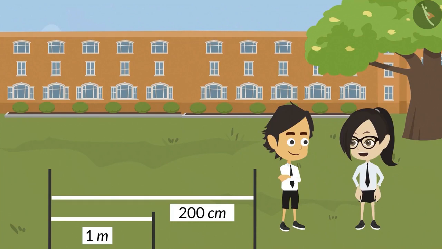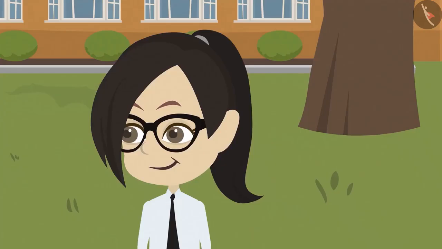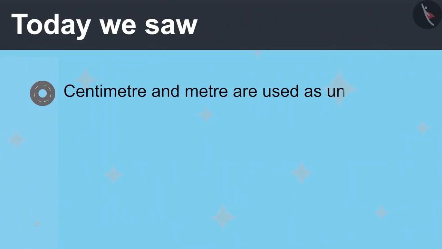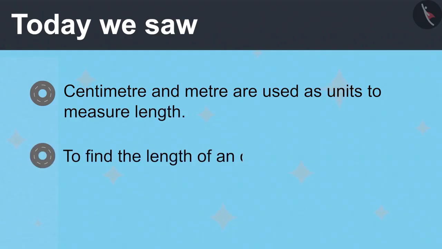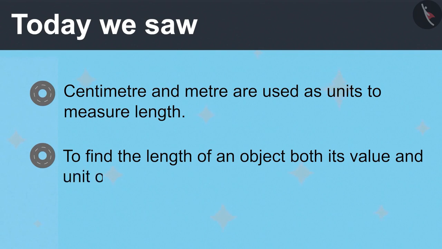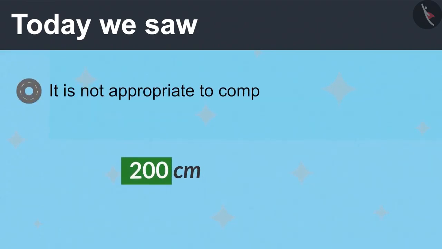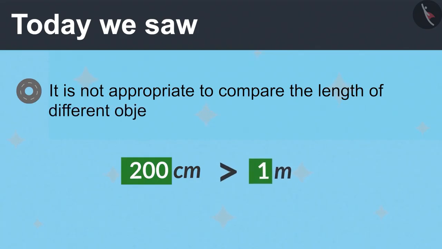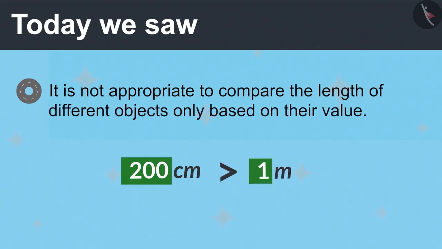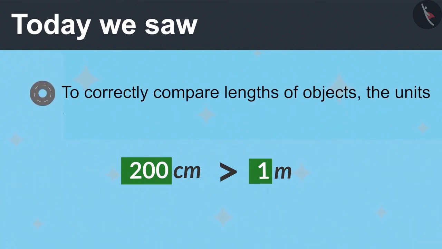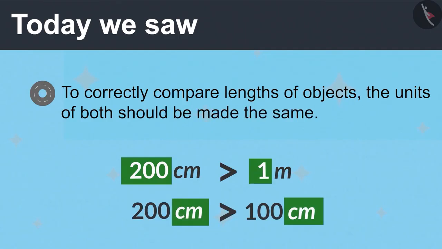Now I have understood completely. What did you understand? That centimeter and meter are used as units to measure length. To find the length of an object, both its value and unit of measurement are required. And that it is not appropriate to compare the length of different objects only based on their value. To correctly compare lengths of objects, the units of both should be made the same.